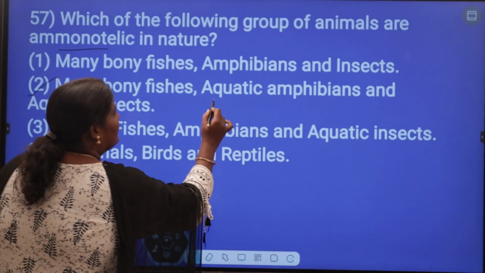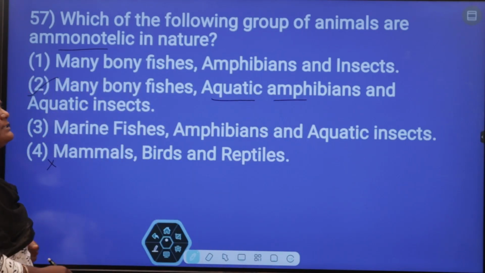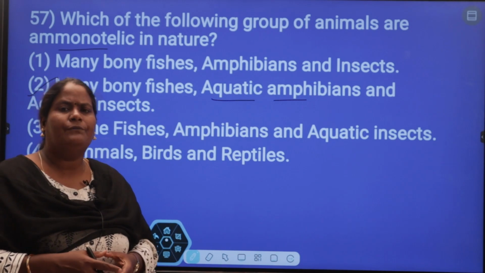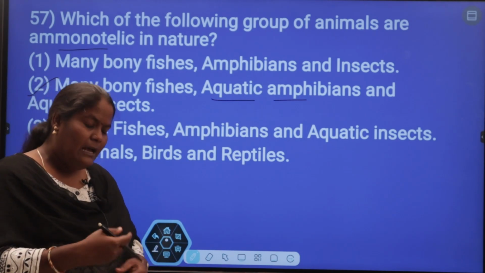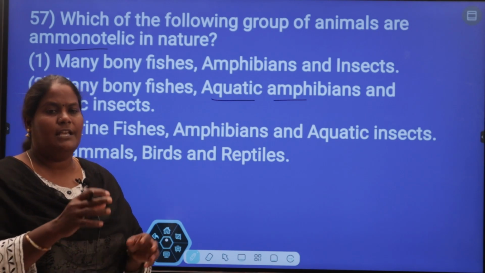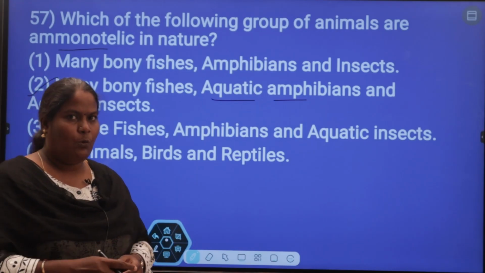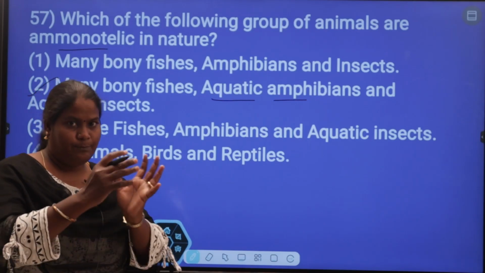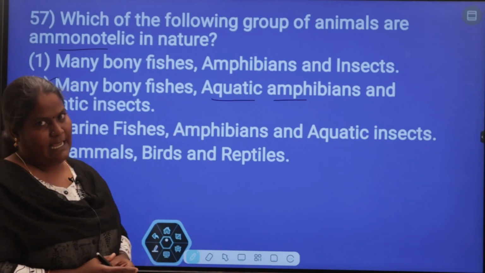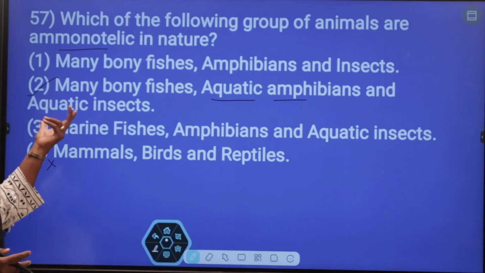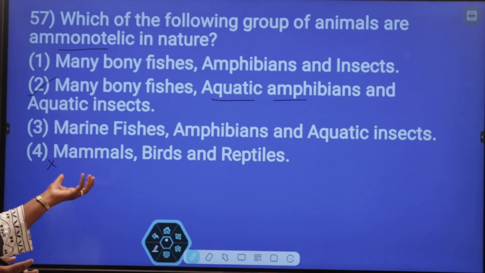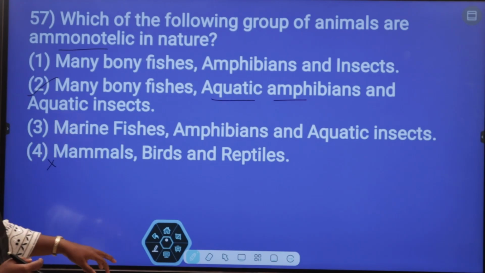Some of the students might have a doubt. Usually amphibians need both the water as well as the land. Why is it considered aquatic amphibians? Even in the tadpole stage, they are primarily dependent on water. So that particular stage of the amphibians is considered aquatic amphibians. So the answer for this question is many bony fishes, aquatic amphibians and aquatic insects are examples of the ammonotelic group of animals, or ammonia releasing animals.